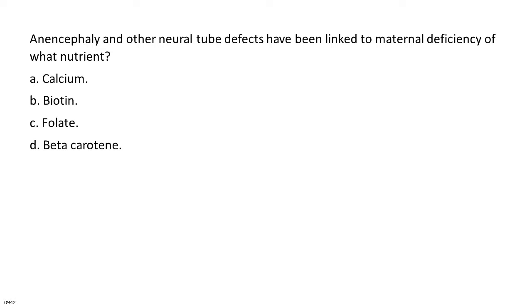Anencephaly and other neural tube defects have been linked to maternal deficiency of what nutrient? A. Calcium. B. Biotin. C. Folate. D. Beta-carotene.